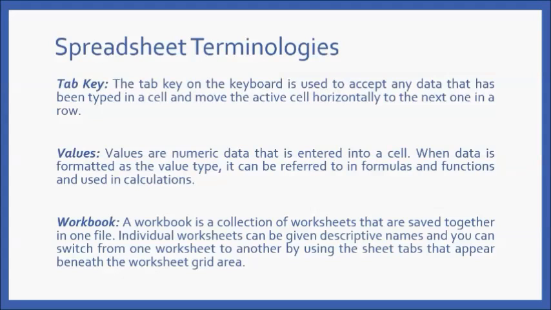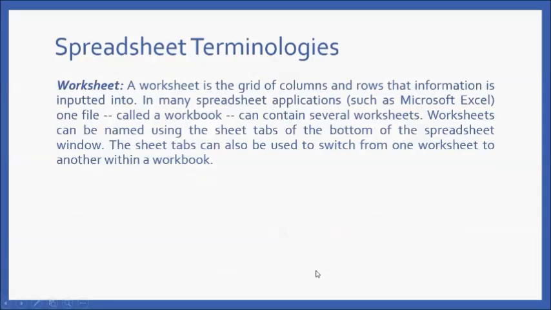So values are numeric data that is entered into a cell. So when data is formatted as the value type, it can be referred to in formulas and functions and used in calculations. A workbook, on the other hand, is a collection of worksheets that are saved together in one file. Individual worksheets can be given descriptive names, and you can switch from one worksheet to another by using the sheet tabs that appear beneath the worksheet grid area.